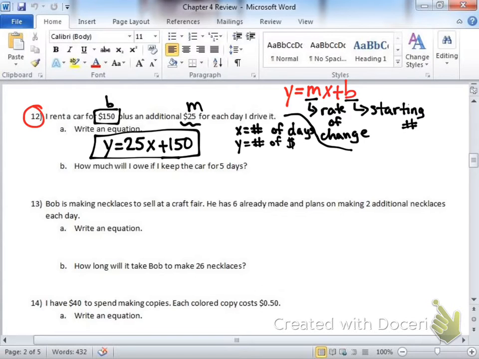All right, and then part B, how much will I owe if I keep the car for 5 days? So is days the x or the y? The x. So I am going to figure out the y when x equals 5. So I'm going to take the x out and put a 5 in. Then I will solve for y. Well, y is already by itself. That's great. All you have to do is the math here. What's 25 times 5?